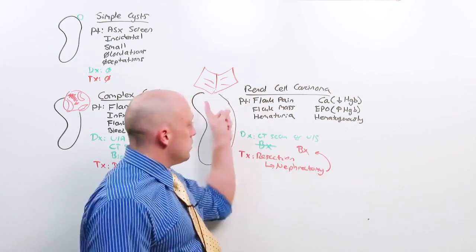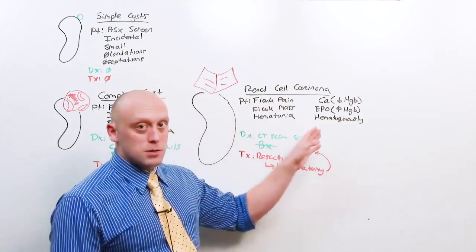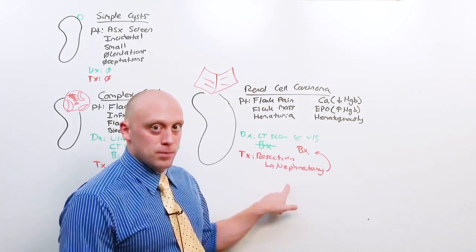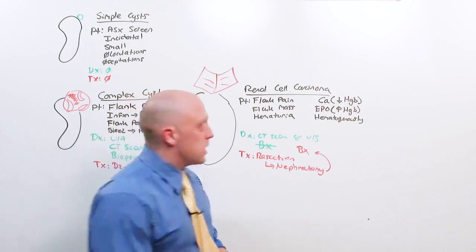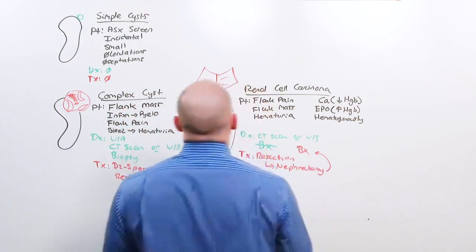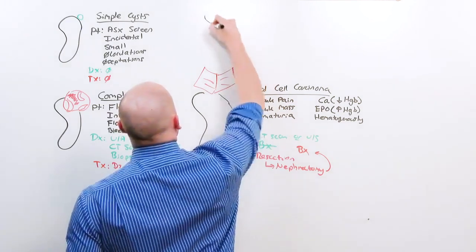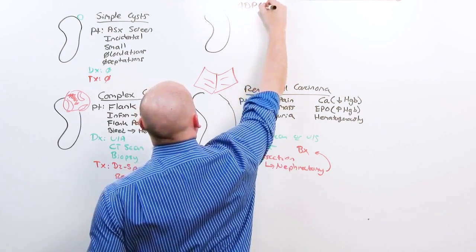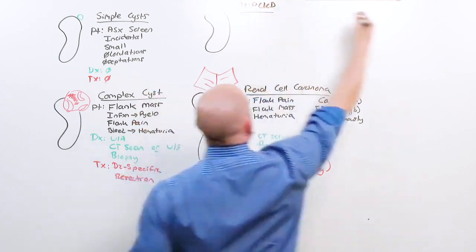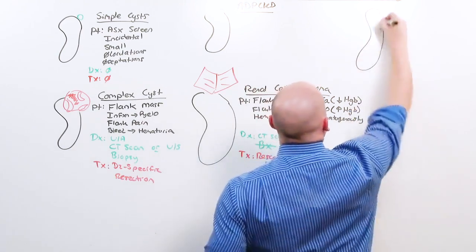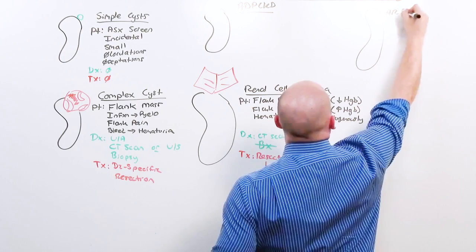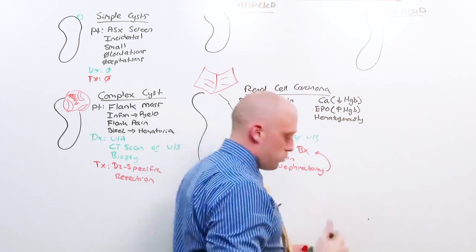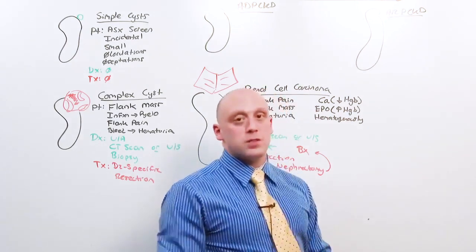If it's very clearly malignancy or you have a paraneoplastic syndrome, don't put a needle in it, just cut it out. Now let's move on to the genetic disorders. Autosomal dominant polycystic kidney disease and autosomal recessive polycystic kidney disease. All right, let's talk about autosomal recessive first because it's easier.